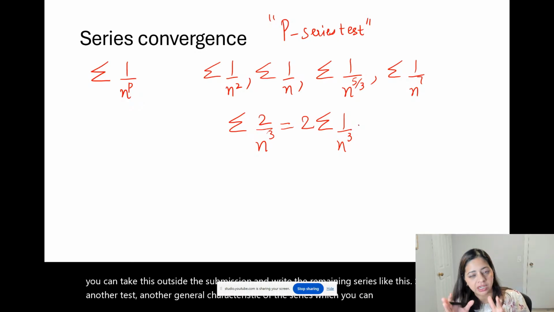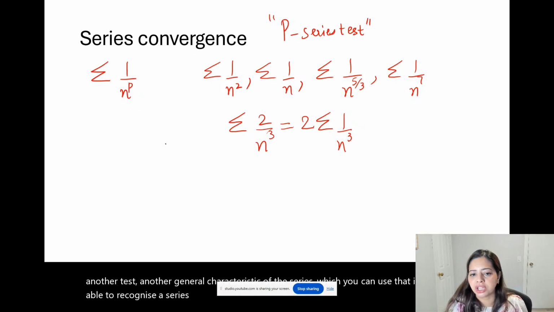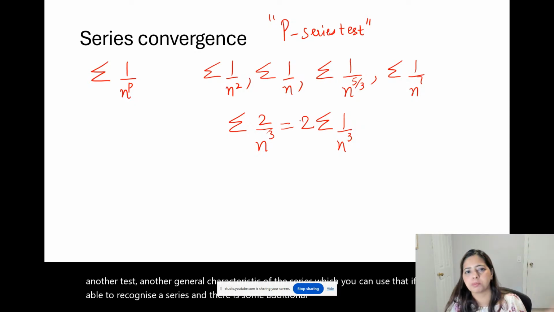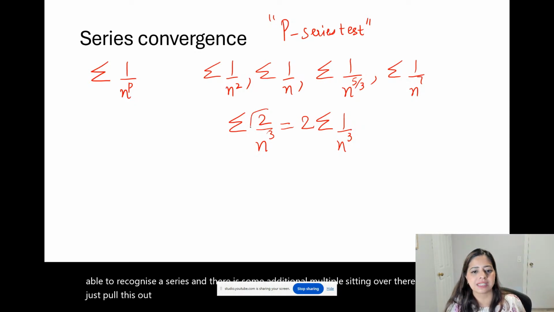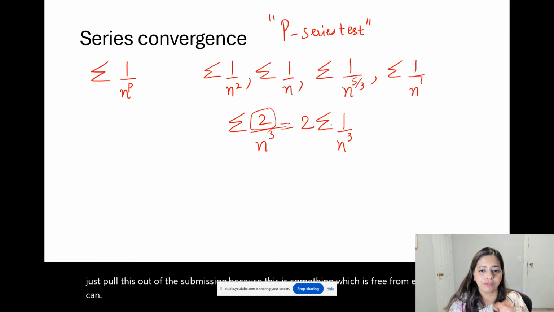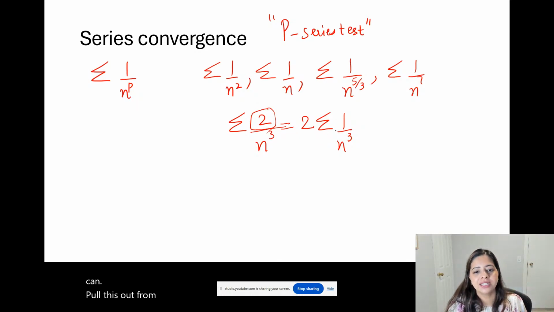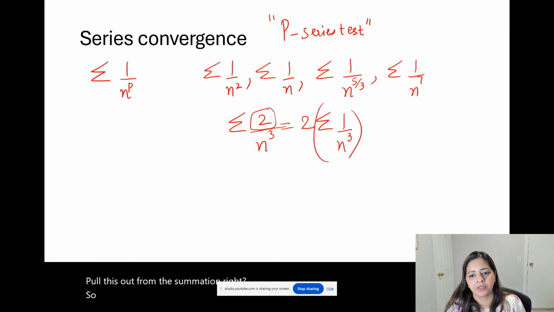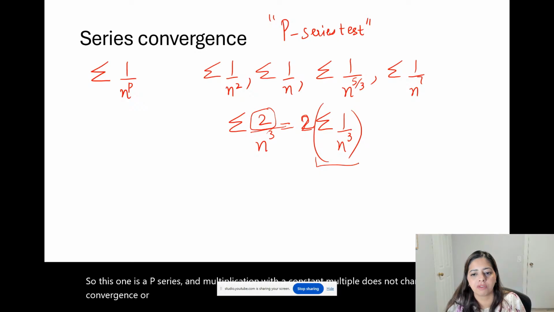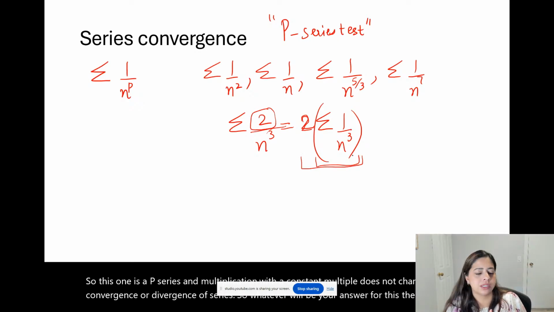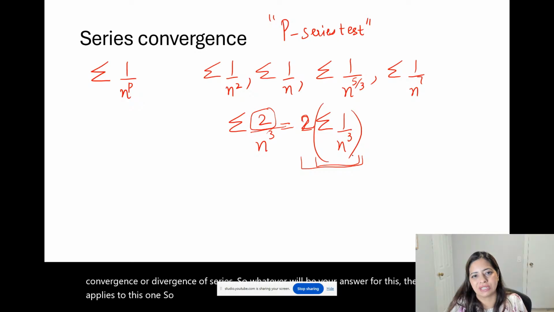So that's another general characteristic of series which you can use. If you're able to recognize a series and there's some additional multiple sitting there, you can just pull it out of the summation because it is free from n. So this one is a P series. And multiplication by a constant multiple does not change the convergence or divergence of a series. So whatever your answer is for this, the same applies to this one. So it's very easy to play with constant multiples. Anyways, coming back to this.